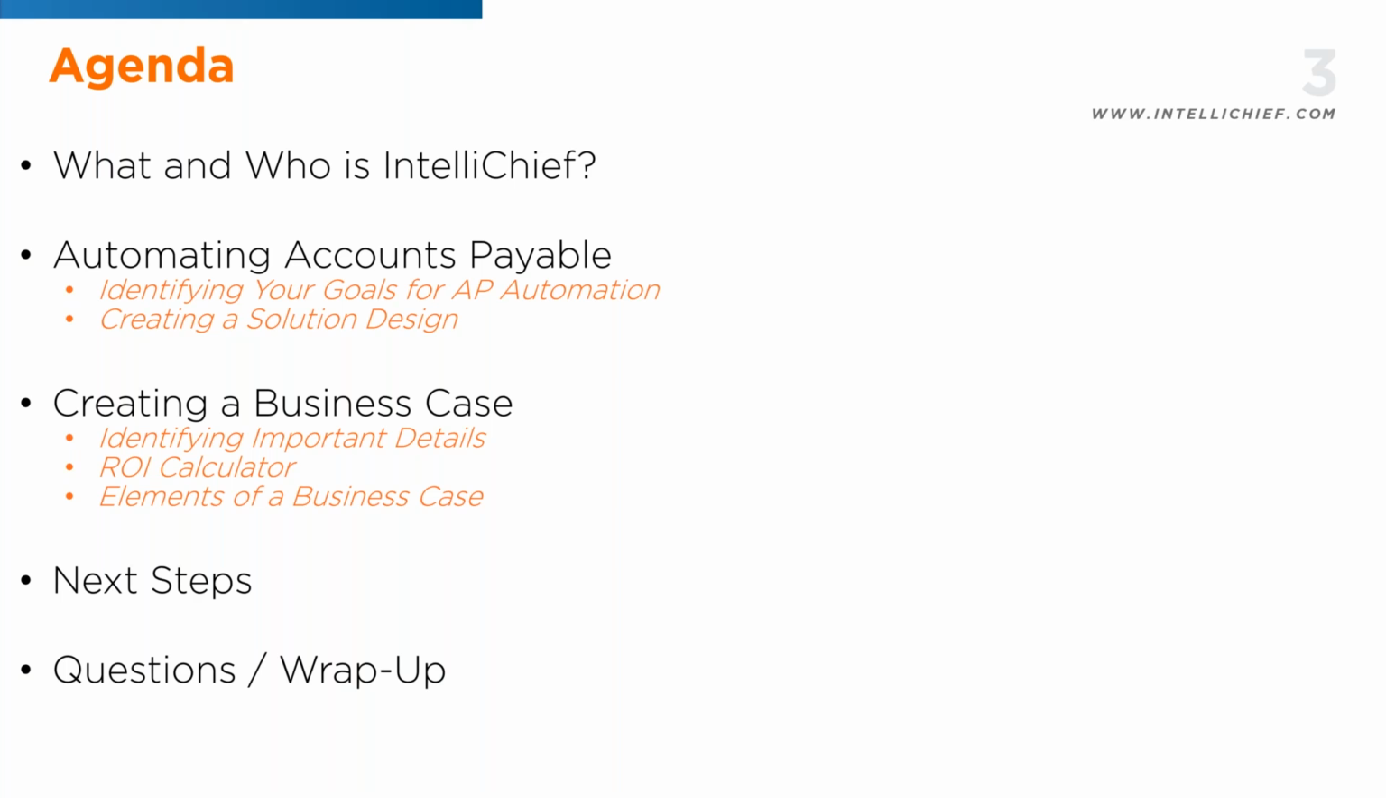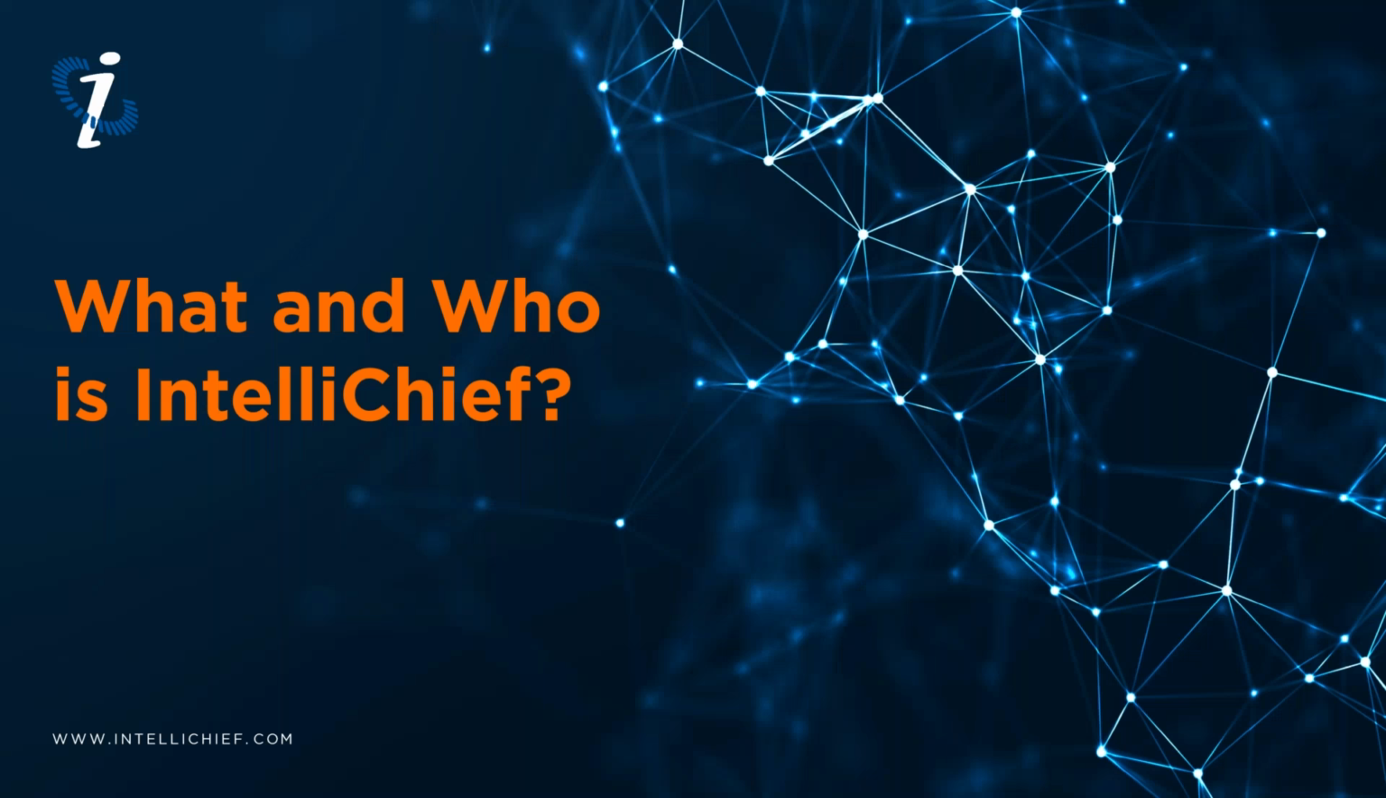Okay, so the agenda today is, I just want to quickly talk about who we are, automating the accounts payable process, how to identify what the goals are, create a solution design, create a business case or justification, and look at some of the important details that we see out in the field that come up after, particularly when we're doing replacements of other tools, things that maybe you didn't know up front that you might have known had you done a deep dive into your process. Then next steps, questions, etc.